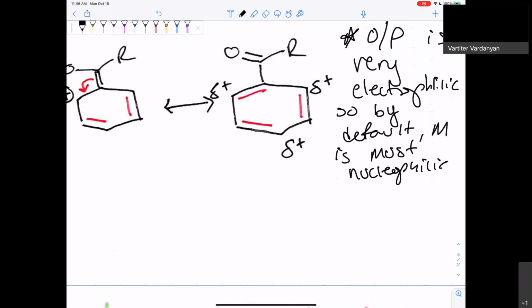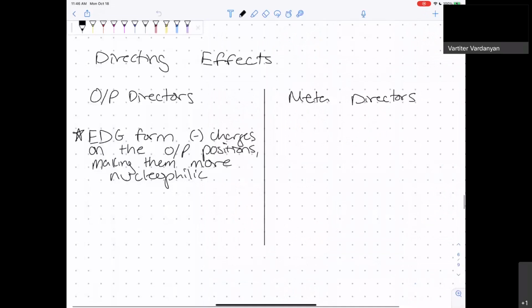Exactly. So it's not like the other example when it was extra negative and it was extra good at attacking. It doesn't even want to go on the ring, but if it's going to be added, it prefers no charge to a plus charge. Exactly. So let's go back to the other document.